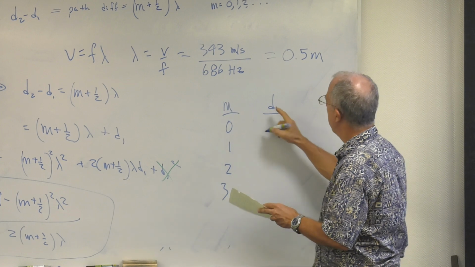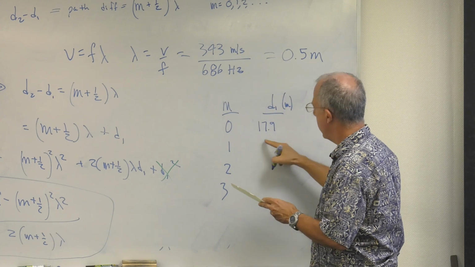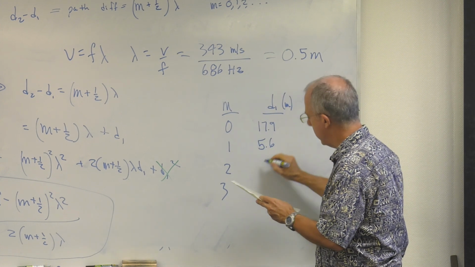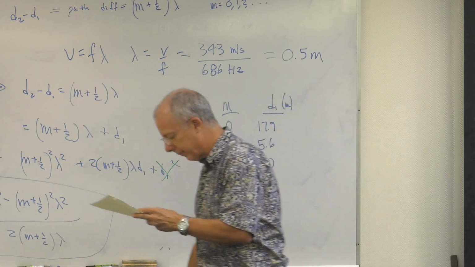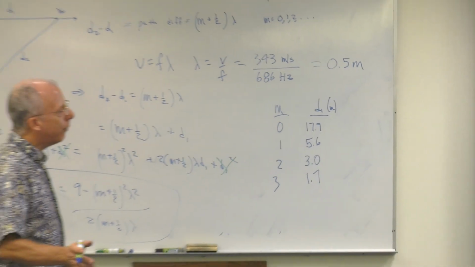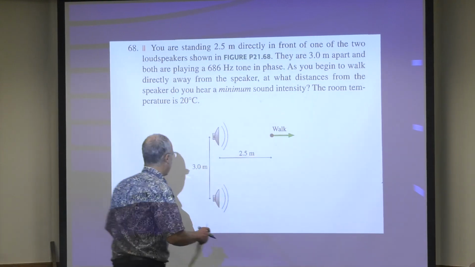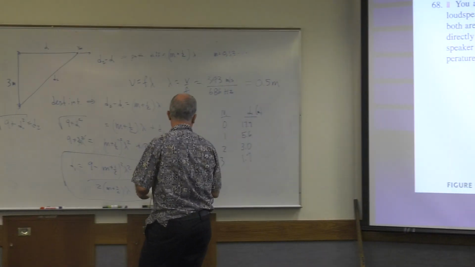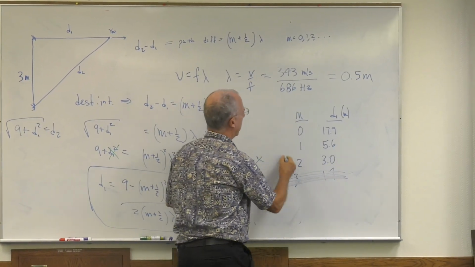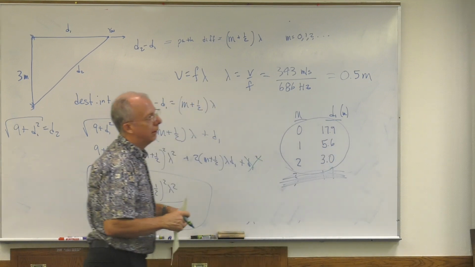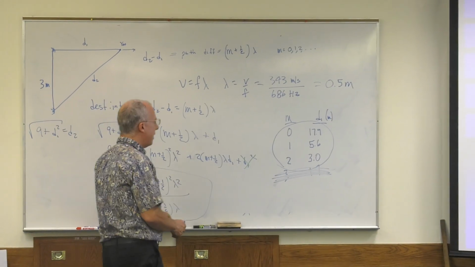I promise you, when you do that, you get 17.9 meters, 5.6, 3.0, 1.7. Now, hold it. Gotta be careful. It says 2.5. This is 2.5 meters, right? That's 2.5 meters. So forget about this one. All we want are these three. So these three would be the answers. There you go. So make sure you understand that one. You might see something like that again.